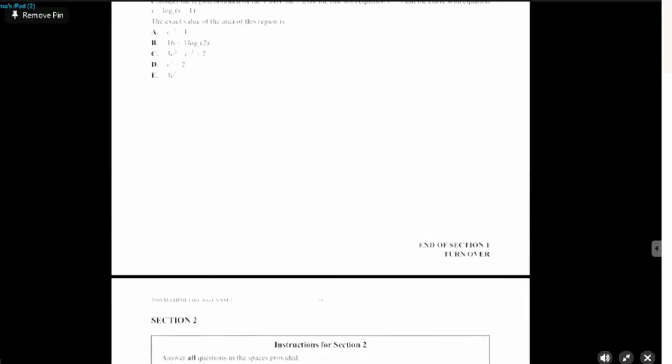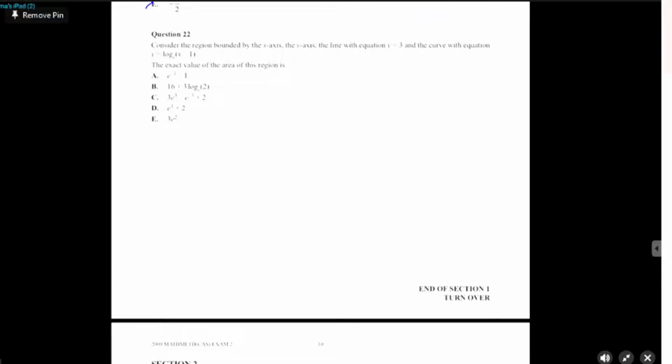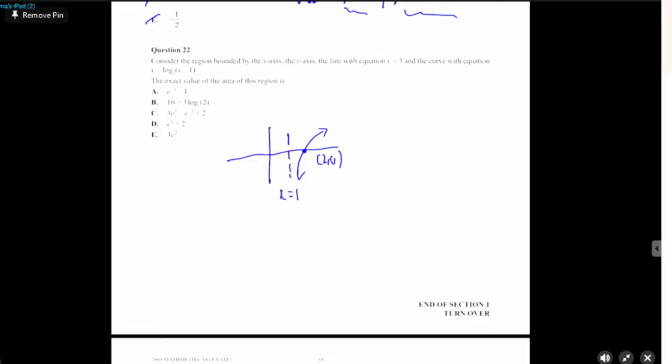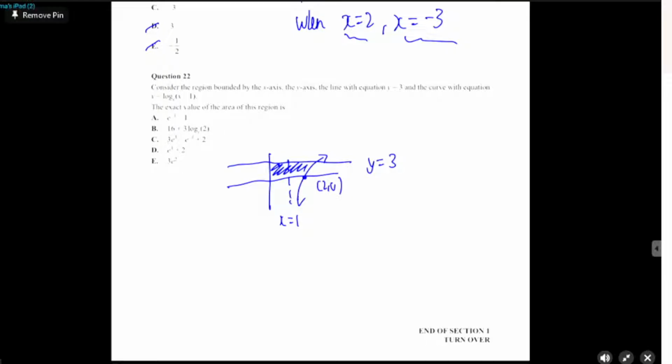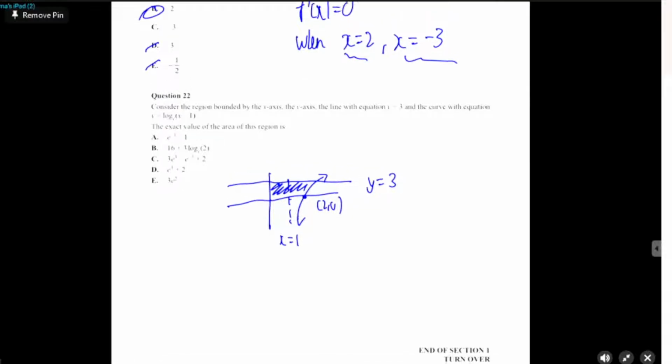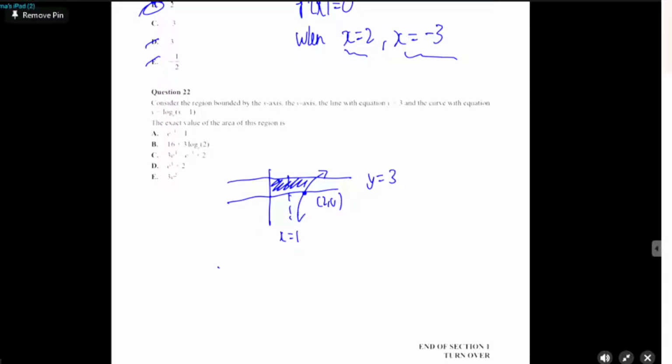Then 22, because it's a log graph, you can't actually integrate. Because if you draw the graph, it looks something like this, and then y equals 3. And it's asking for this area. And you can't actually solve for that because it's a log graph and it's undefined from 0 to 1. So what you can do is take the inverse of the graph. So the inverse would be x equals log.